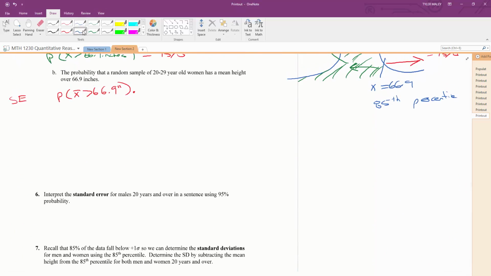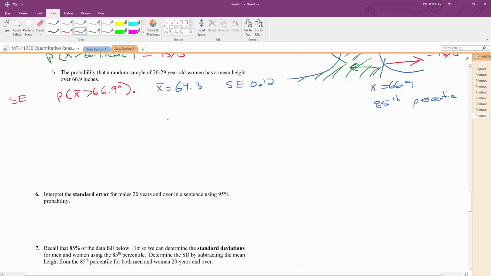So let me write this down. We know that the mean of the age group 20 to 29 years women was 64.3, and the standard error is 0.12.